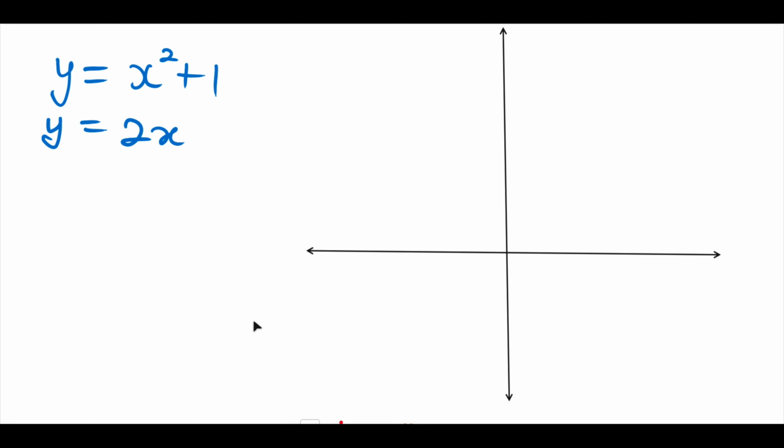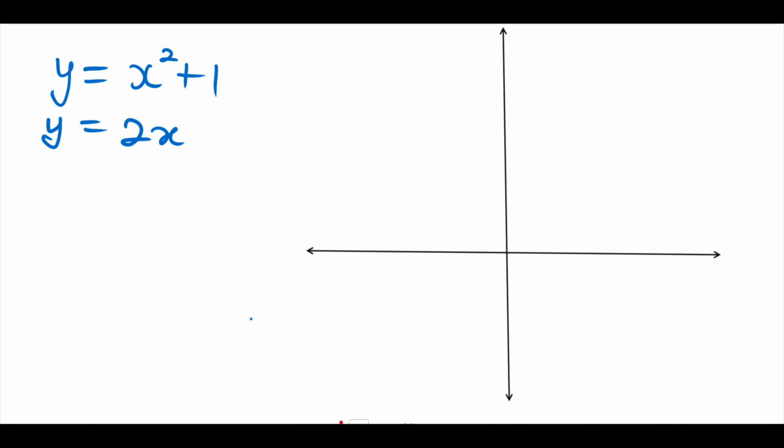So we have here the first function to be y is equal to x squared plus 1, and the second one to be y is equal to 2x. You could see that the first one is a quadratic function, so it's going to give us a curve. And the second one is a linear function, so we are going to get a straight line. Okay, now let us sketch the graph of the two functions.